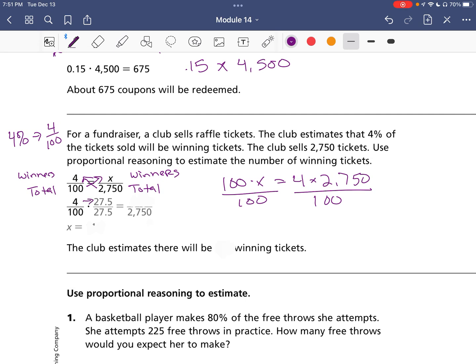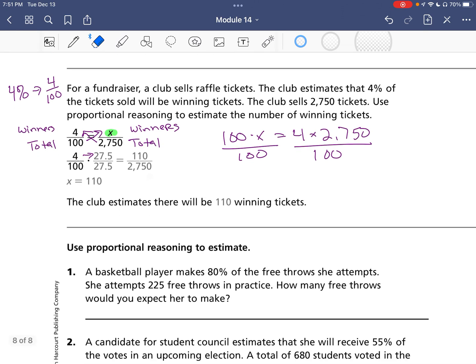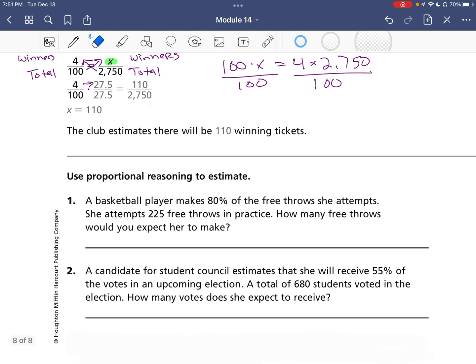But 4 times our 27.5 will get us 110 over 2,750, which means that's your x value. And that means that there will be 110 out of that total 2,750, 110 winning tickets.